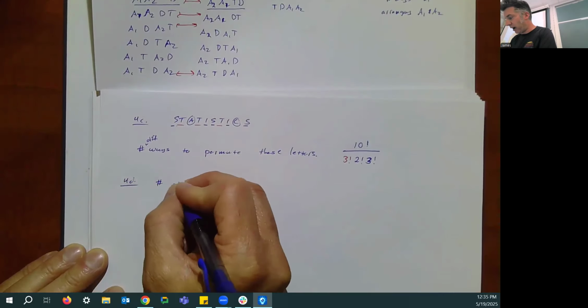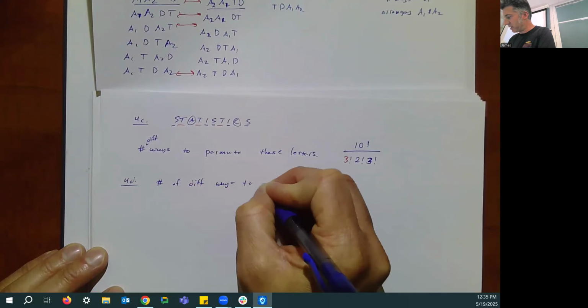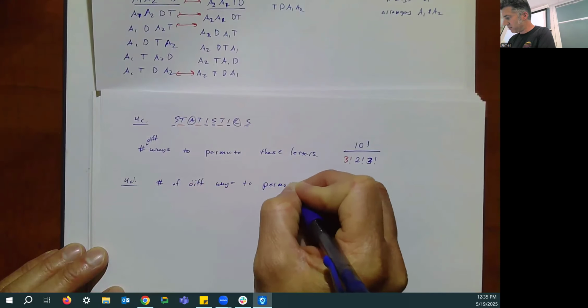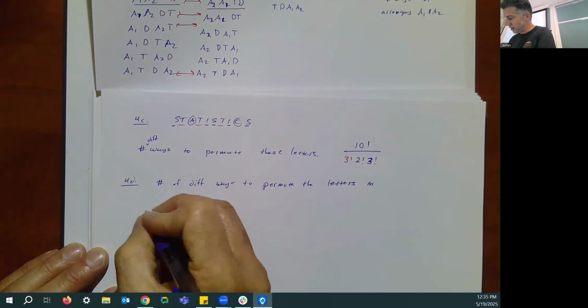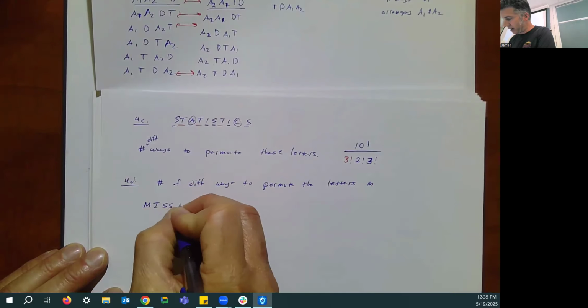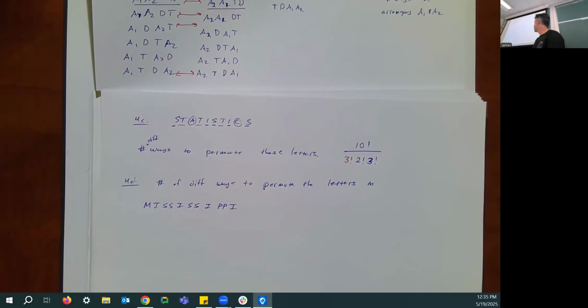See if I can actually write this. The number of different ways to permute the letters in Mississippi, which if you've never heard it before, it's MISSISSIPPI. I'm pretty sure there's 11 letters in there. Go for it.